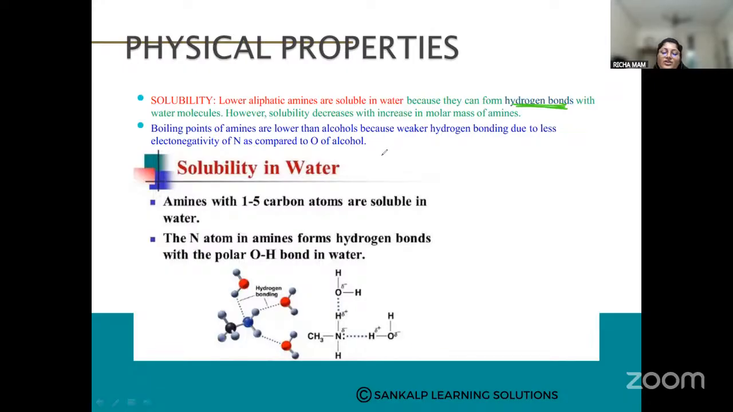When you see alcohols, hydrogen bonds are more as compared to amines. So as compared to alcohol, amines have lesser solubility. In alcohols, the hydrogen bonds are stronger than in amines, and thus alcohols are more soluble than primary amines. So butan-1-ol, the alcohol, is more soluble in water than butan-1-amine.